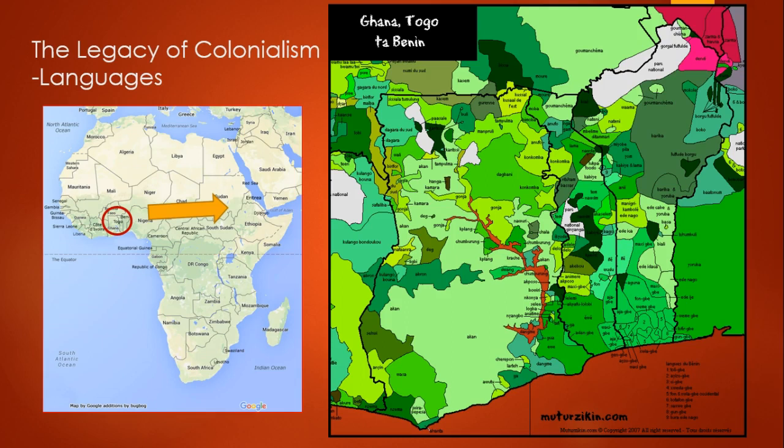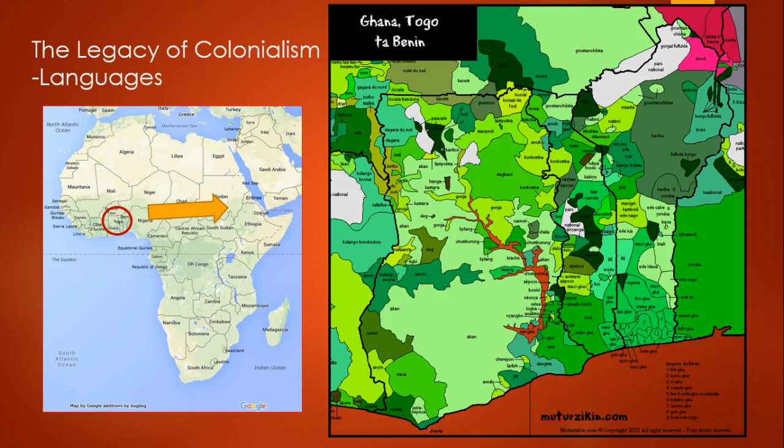The area I'm showing you in the map here includes Ghana, Togo, and Benin within West Africa. If you'll look at our larger continental map, that's that area circled in red. And yet, if you look at our map that shows languages, each of these areas in green is a different language group. That's a lot of languages spoken even within, say, the country of Ghana itself.